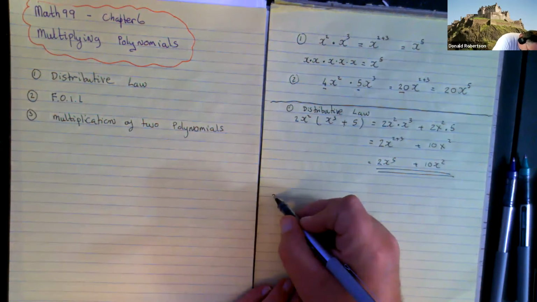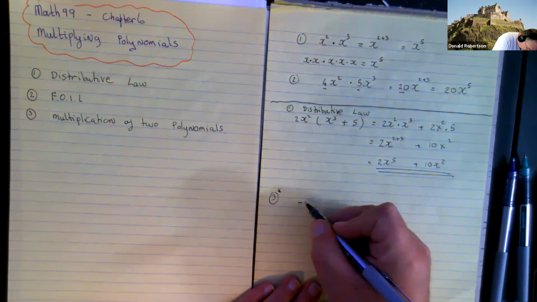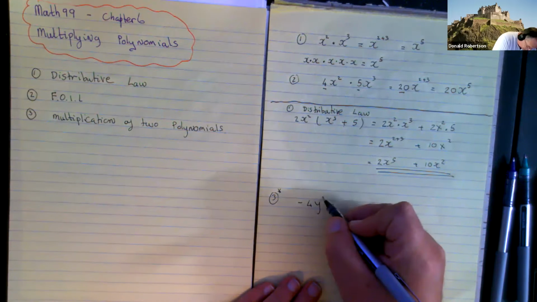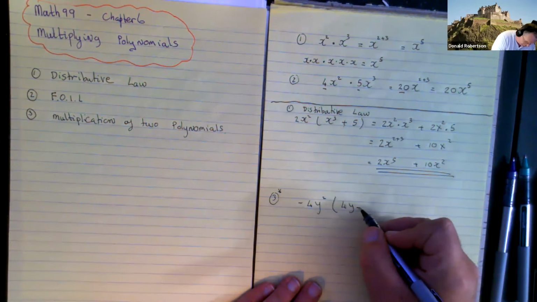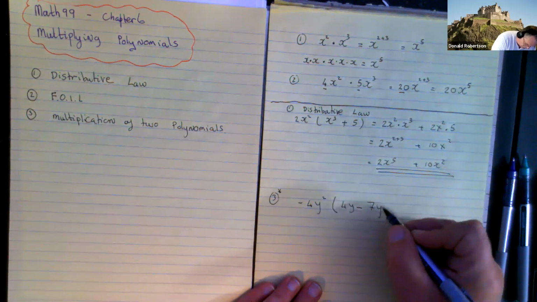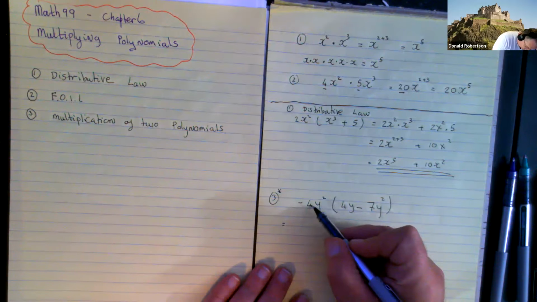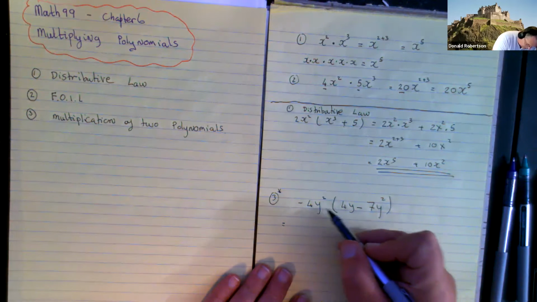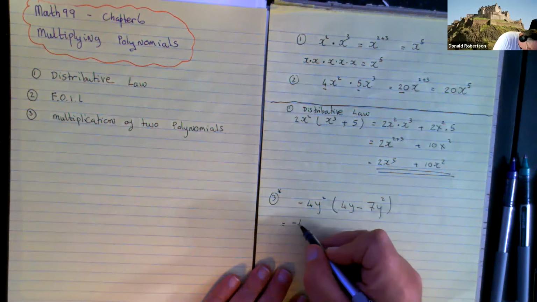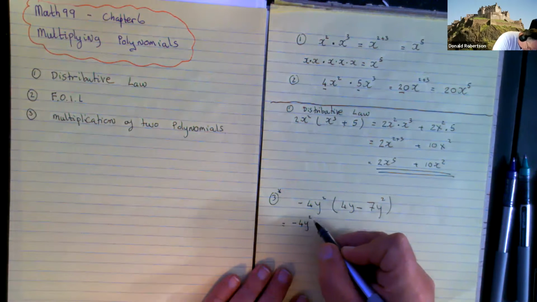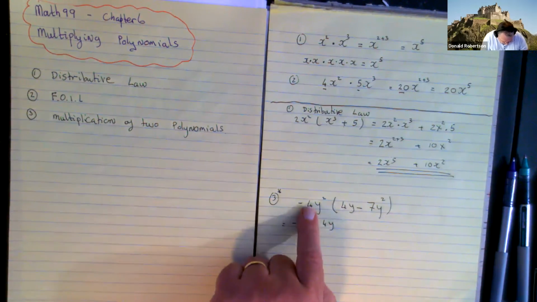Let's do a version, let's say something like question 3. And so it's negative 4y squared times 4y, take away 7y squared. So I'm going to use the distributive law. So negative 4y squared times this guy, and negative 4y squared times this second guy. So let's see what that looks like. Negative 4y squared times 4y. And this guy times this guy.